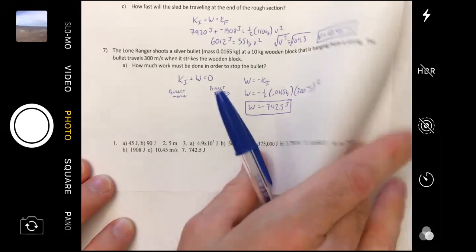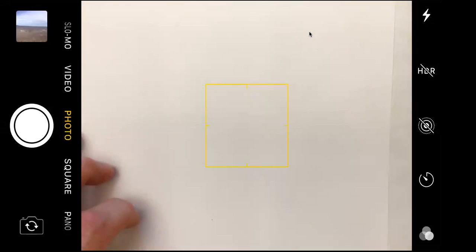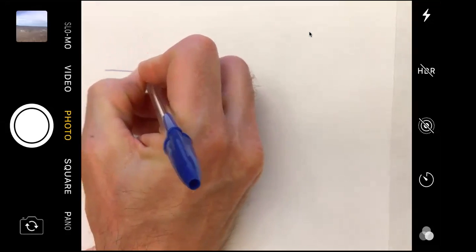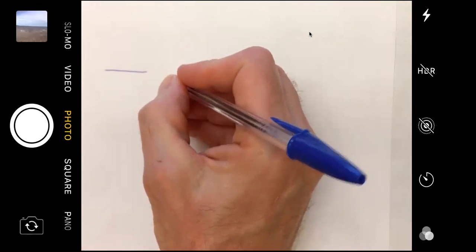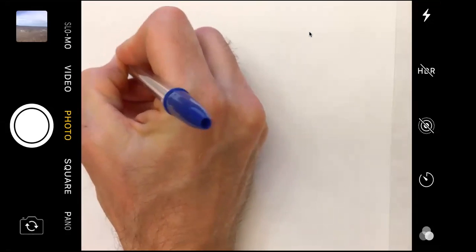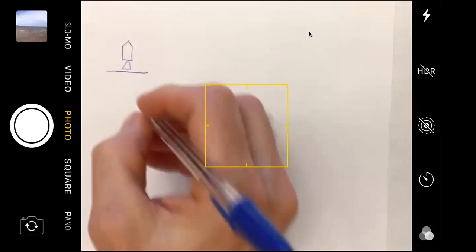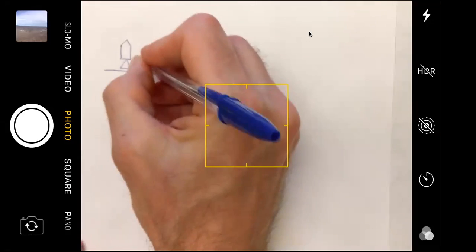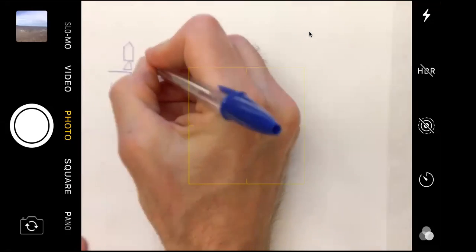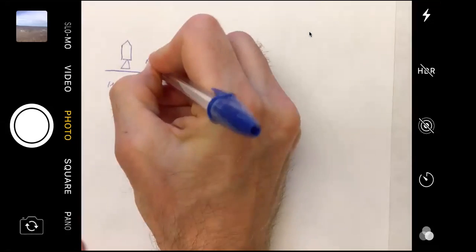Okay, so the first one that I want to look at with you guys is the following. Let's imagine that we are talking about a rocket, a big rocket there. This is the initial situation. We're going to start on the ground at rest.